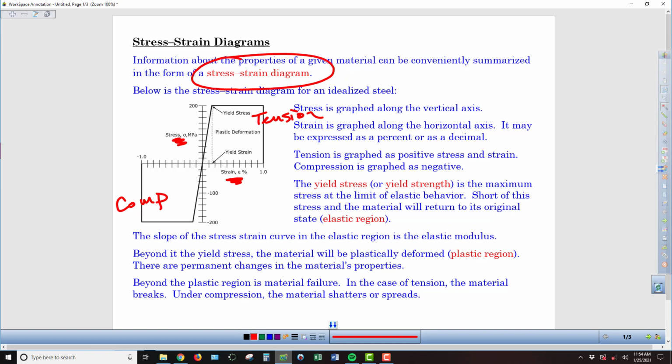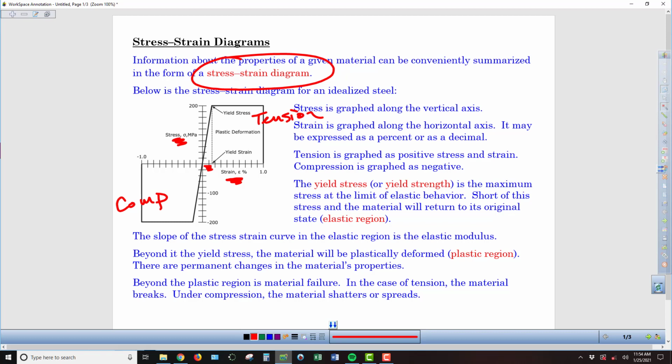So the yield stress, sometimes referred to as the yield strength of a material, is that maximum stress that the material can experience before it experiences what we call plastic deformation. So we have elastic deformation, elastic strain, in this region here. That's where the material is put under stress, and then once that stress is released, the material can rebound back to its original state. So that's what we call the elastic region of the graph.